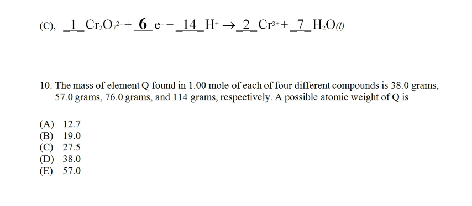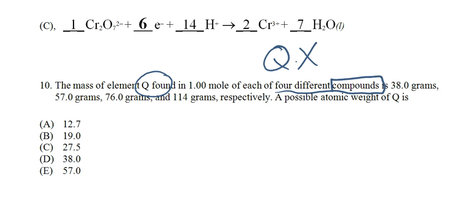Alright, number 10. The mass of element Q, not one of our elements, so don't go looking on the periodic table, found in 1 mole of each of the 4 different compounds is 38 grams, 57 grams, 76 grams, and 114 grams respectively. A possible atomic weight for Q is... alright, make sure that we read the question carefully. It says that Q is found in 4 different compounds. So that means Q is with something else. Okay? It's got to be with something else.